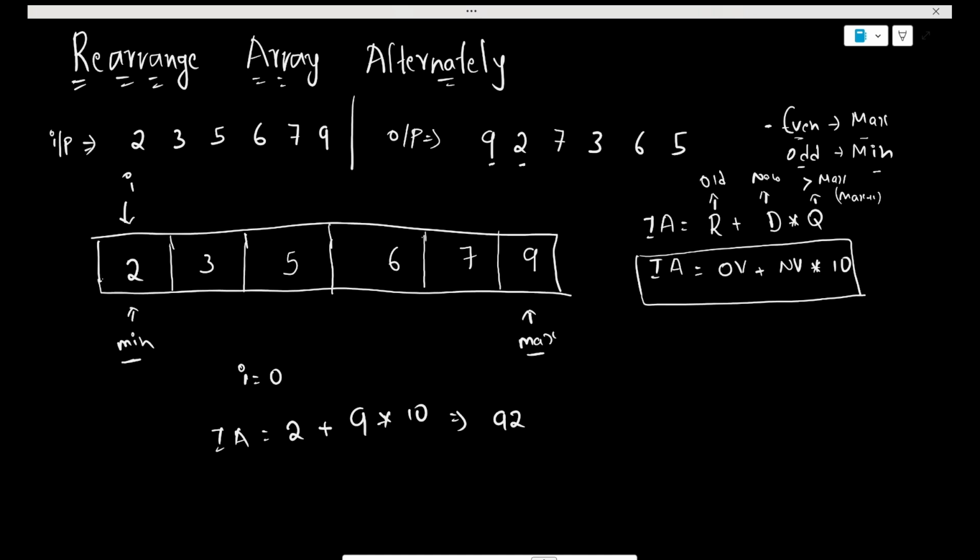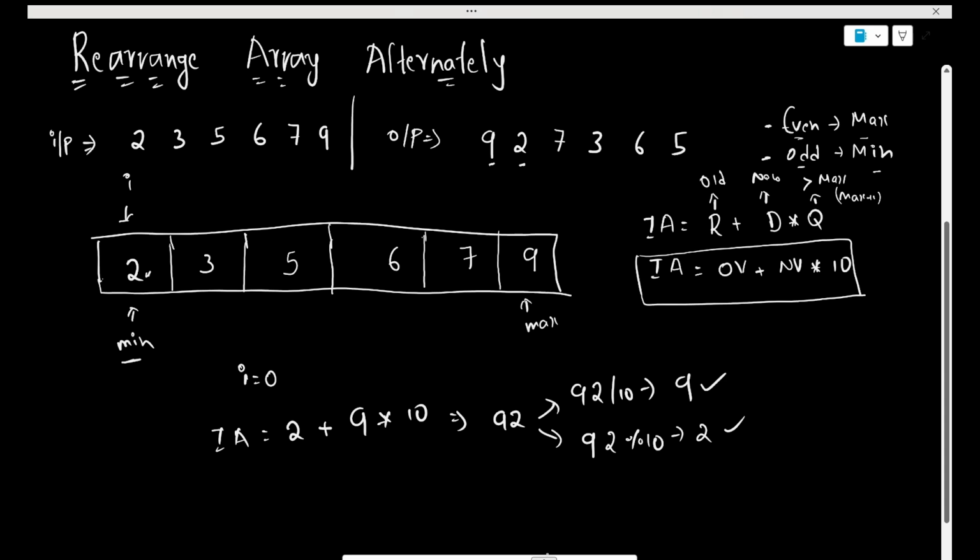So let's check whether our formula is working or not. Here, if we do 92 divided by 10, we should get 9. So which is the output? Yes, it's correct. And if we want the old value, it is 2 here. Percentile 10, it is getting 2. Yes, so our formula is working.